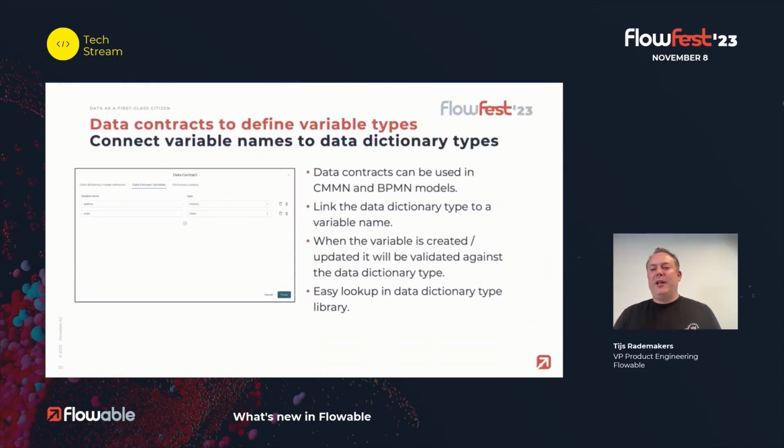So then we have the data dictionary types. So that defines the structure, but then you also want to connect it to your CMMN and BPMN models, and that's what we do with data contracts. So on the CMMN and BPMN level, you can define a data contract, you reference a data dictionary model, and you can say my order variable is actually of type order, and my address variable is of type address. And these are very basic examples, of course, but you can imagine that there's a lot of flexibility here.